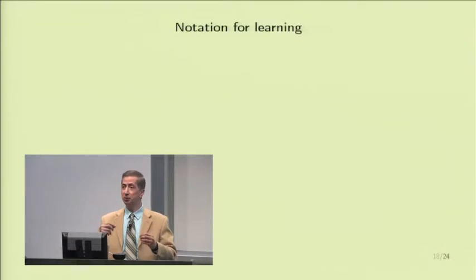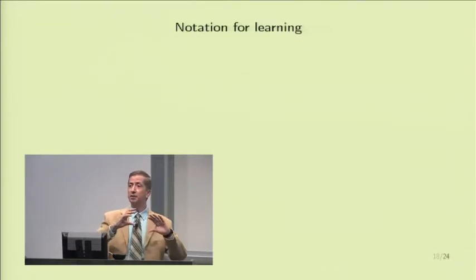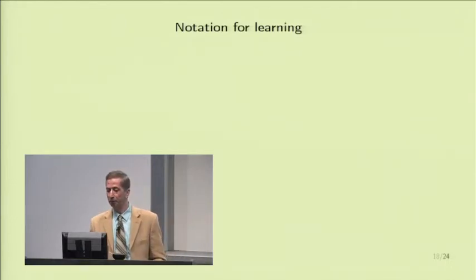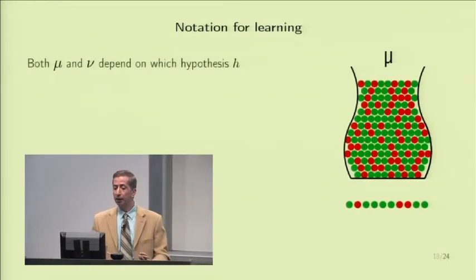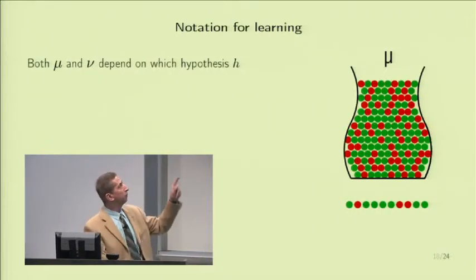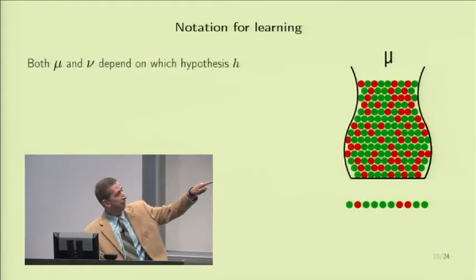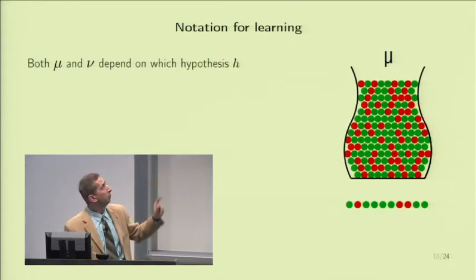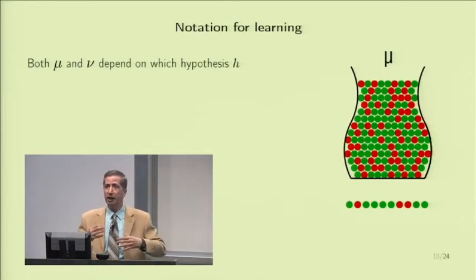Now, because this is going to stay with us, I'm now going to introduce the notation that will survive with us for the entire discussion of learning. Okay? So here is the notation. Now, we realize that both the mu, which happens to be inside the bin, and nu, which happens to be the sample frequency, in this case, the sample frequency of error, both of them depend on H. So I'd like to give a notation that makes that explicit.